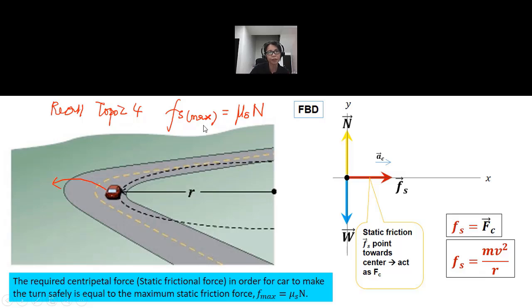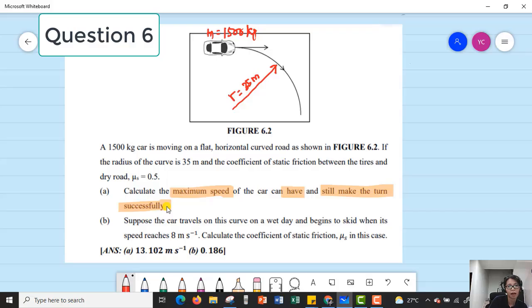So kerana static friction force have a maximum value, so there is a limitation of velocity di mana kereta tu boleh bergerak round the flat curve and safely make the turns. Okay, safely make the turns. Our static friction will be maximum lah, di mana dia sama dengan mv squared over r. So maximum speed tu adalah corresponding kepada maximum static friction that is enough to provide the centripetal force that enables the car to make the turn.